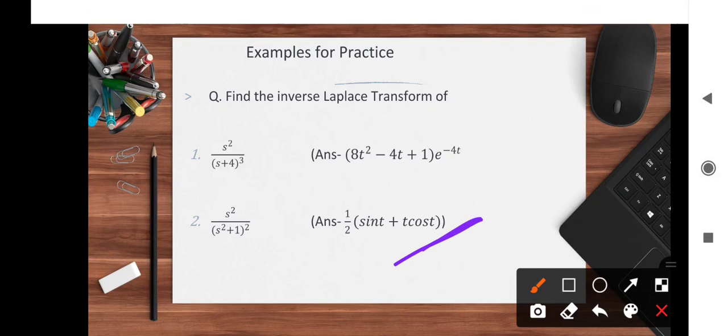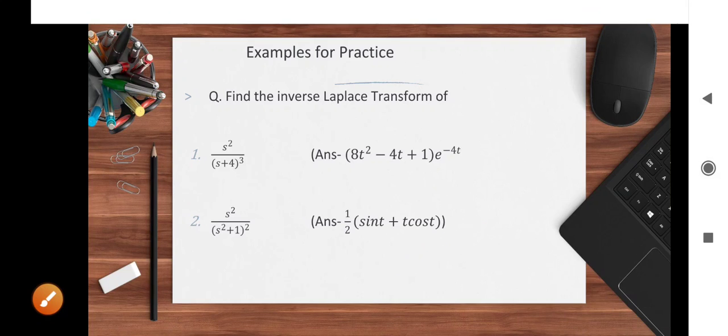So in this way we have completed 6 methods out of the 7 methods to find the inverse Laplace transform of the given function of s. Now in the next video we will discuss how to find the inverse Laplace transform of the given function of s using the convolution theorem.